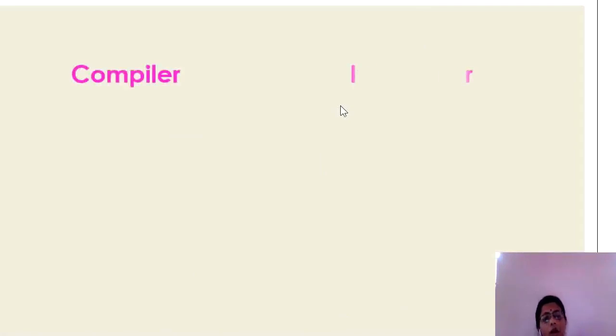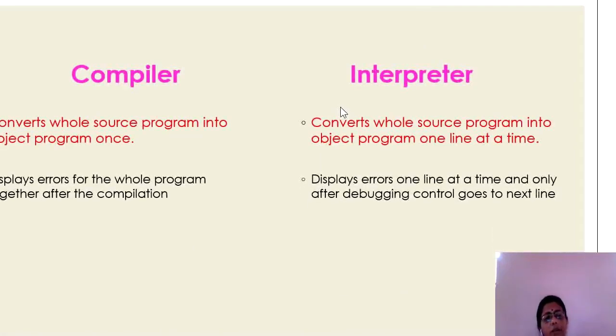Now we'll see what a compiler does. The compiler will convert the whole source program, meaning the program you write, into the object program in one stretch, once. Then what is the interpreter doing? It converts the source program into the object program one line at a time. Fine. So I'll go into detail.